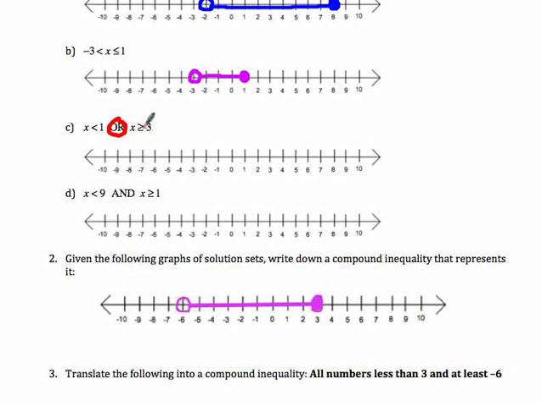Okay, and so we have x greater than or equal to 3, and so our solid dot on 3, and we are going to the right hand side.